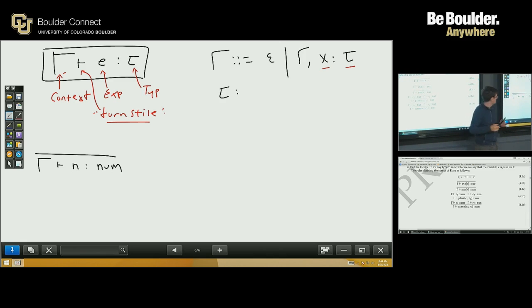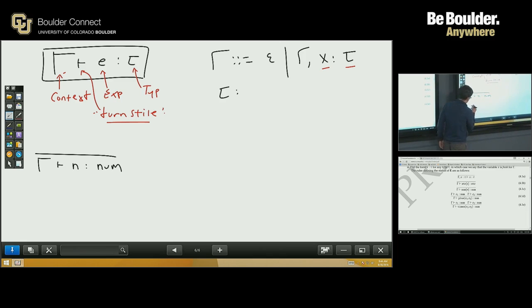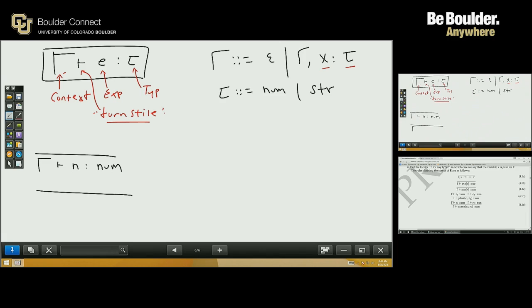Okay, so a similar case is, if I have a string s, what type does this string have? Str, right? And that's this rule, 4.1b.